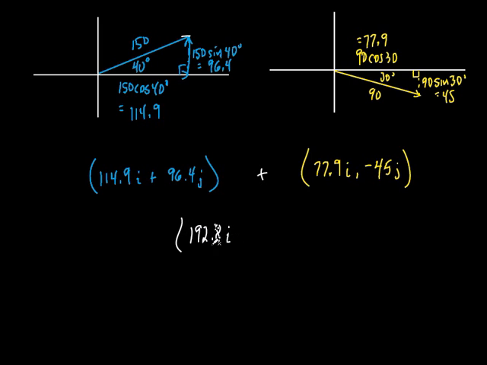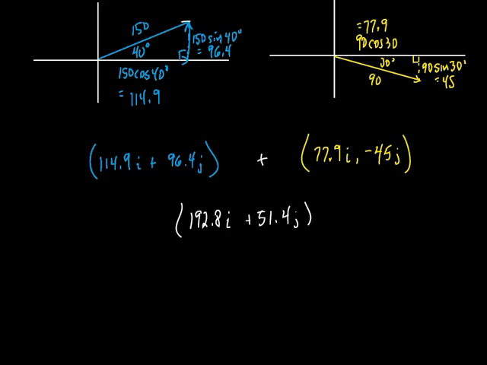That's in the i direction. And then you add the j's together, 96.4 minus 45. That's a positive 51.4, and that's a j. But we're not done, because they want a magnitude and they want a direction, don't they?